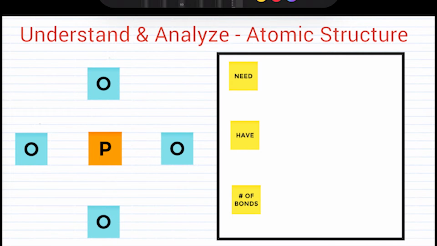To start, we will use our need-have method. Phosphorus needs a full octet of 8 electrons. Oxygen needs a full octet of 8 electrons times 4. In total, this will give us 40 electrons.